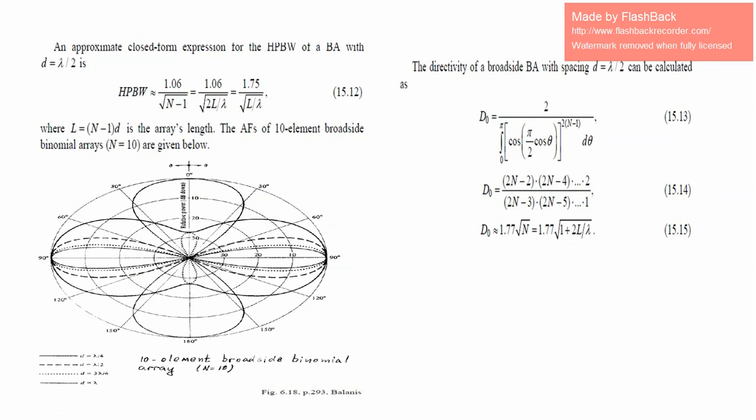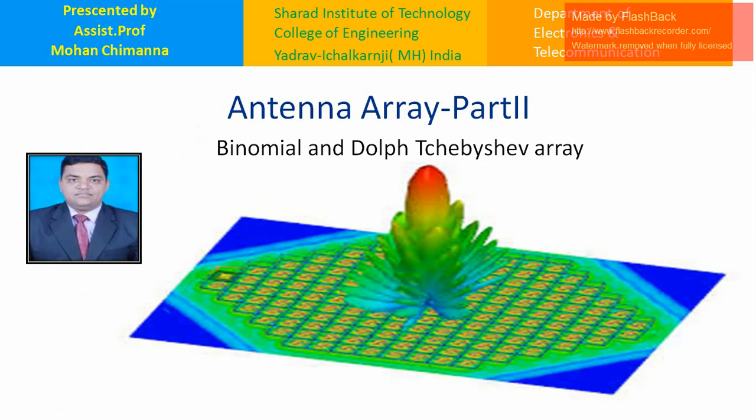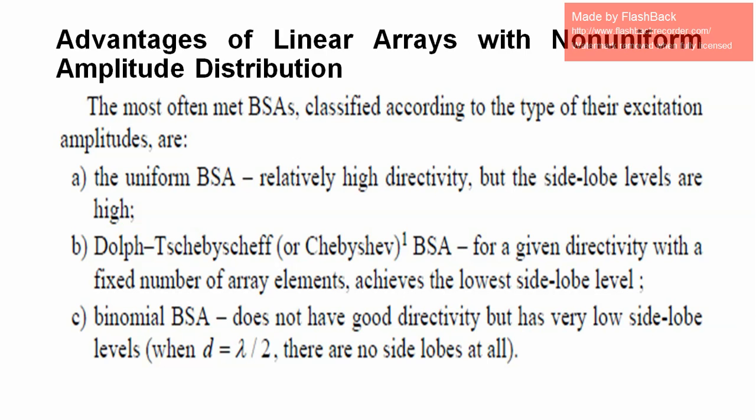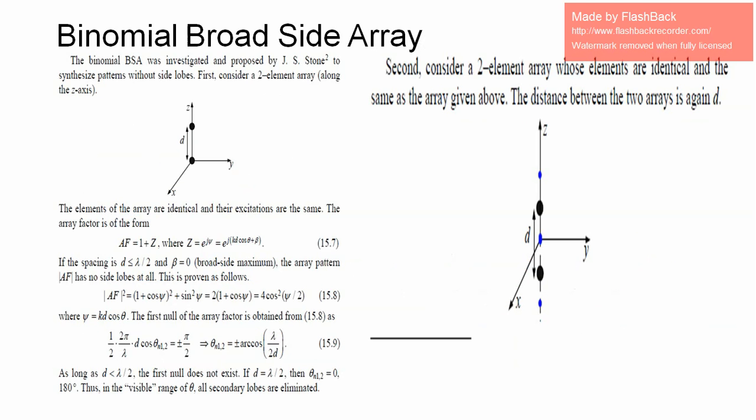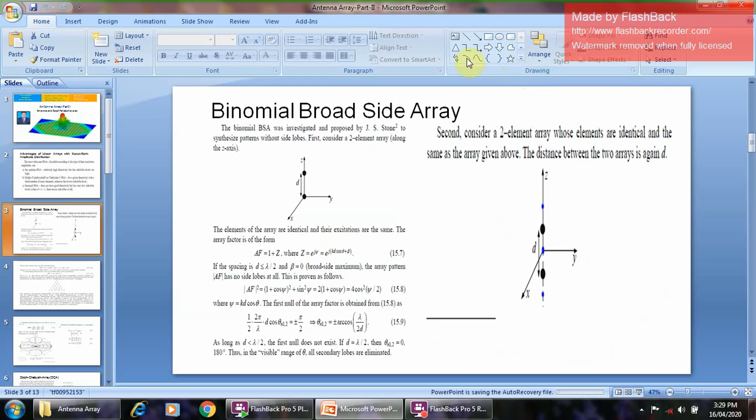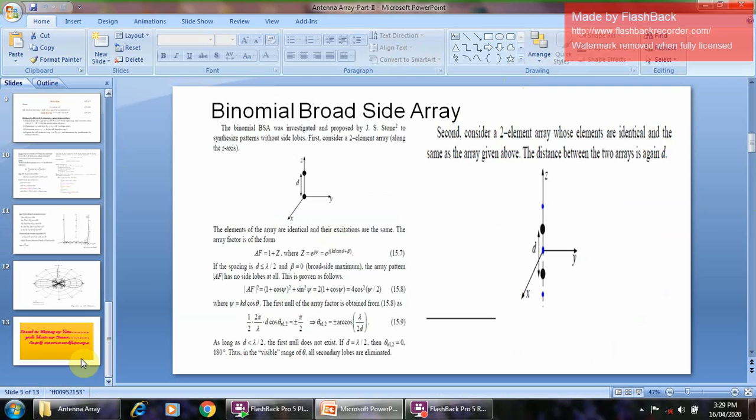Okay, I hope that all of you understand the binomial array, the binomial side array. We have seen how it is defined, how it is represented, and how to construct it mathematically, and finally to find the HPBW, its directivity, its radiation pattern, its Pascal triangle, and why it is called the binomial side array. I hope that all of you understand the concept behind the binomial side array.